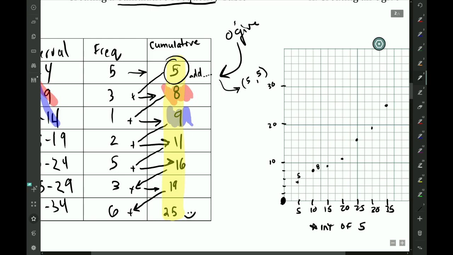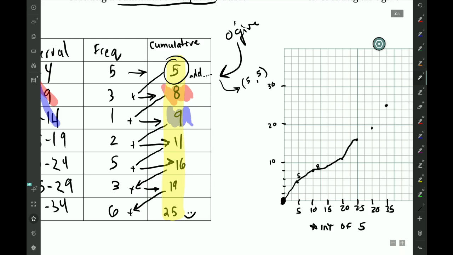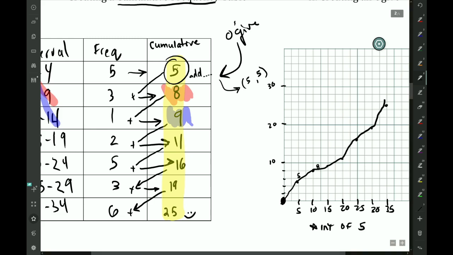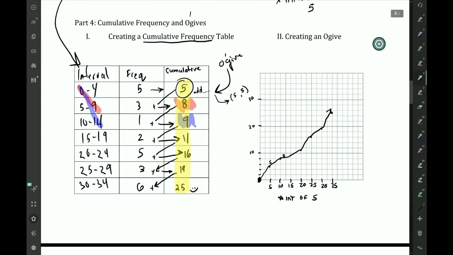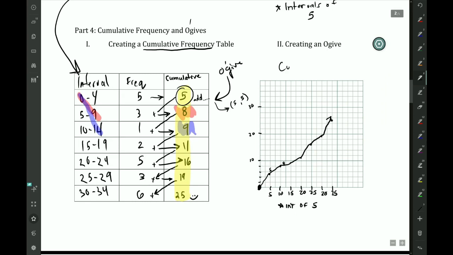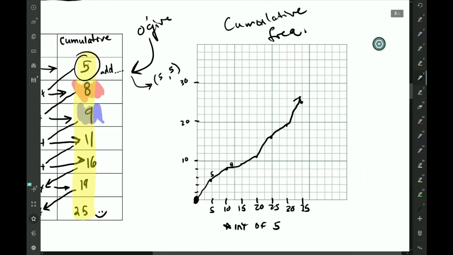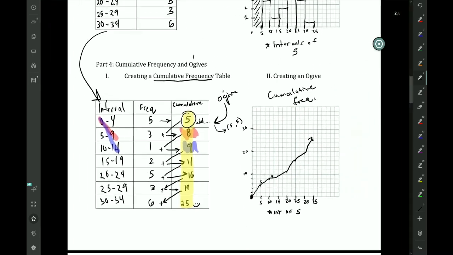These are connected with a straight line. And the ogive should always be increasing or flat, because you're accumulating points. So it looks funky, but that is the ogive, or the cumulative frequency graph for that, okay? Be careful, again, with your intervals and everything like that. That's the hardest thing, I like to think.